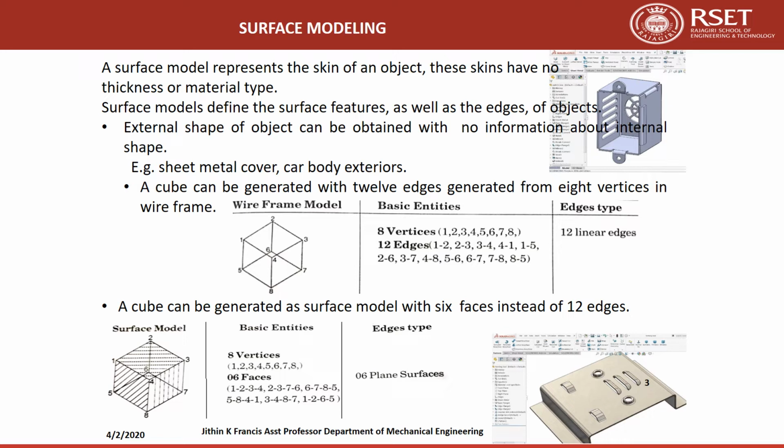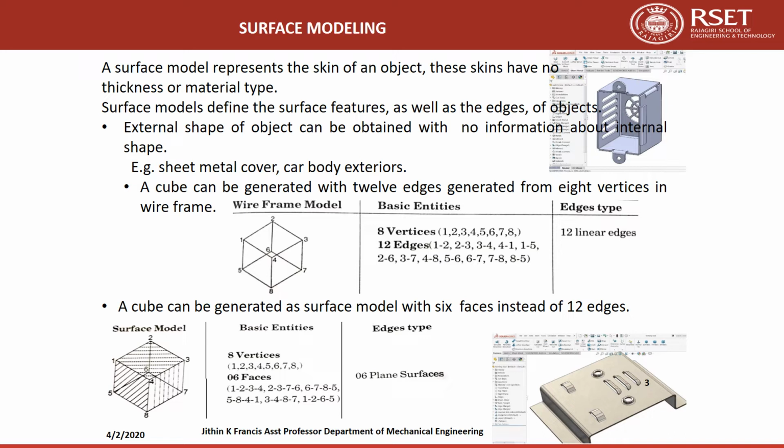Now we can see that in a wireframe, a cube can be generated with 12 edges from 8 vertices. You can see there are 8 vertices and 12 edges, and the edge types are 12 linear type in a wireframe model when you create a cube.